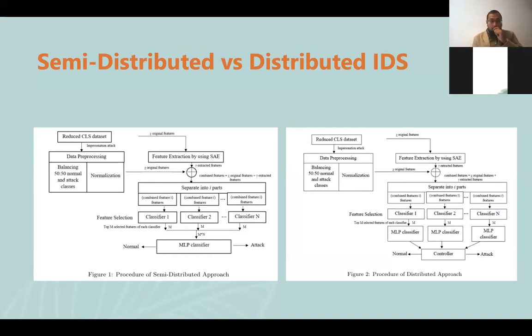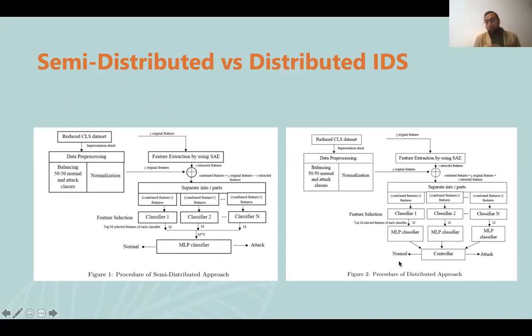We first propose the semi-distributed one. In the semi-distributed approach, we divided the entire features into separate parts. A small part is handled by a set of network devices, and finally the main multi-layer perceptron classifier runs in a specific node which has high computational capability. In this way, we can reduce the load of the network. This is the semi-distributed approach.